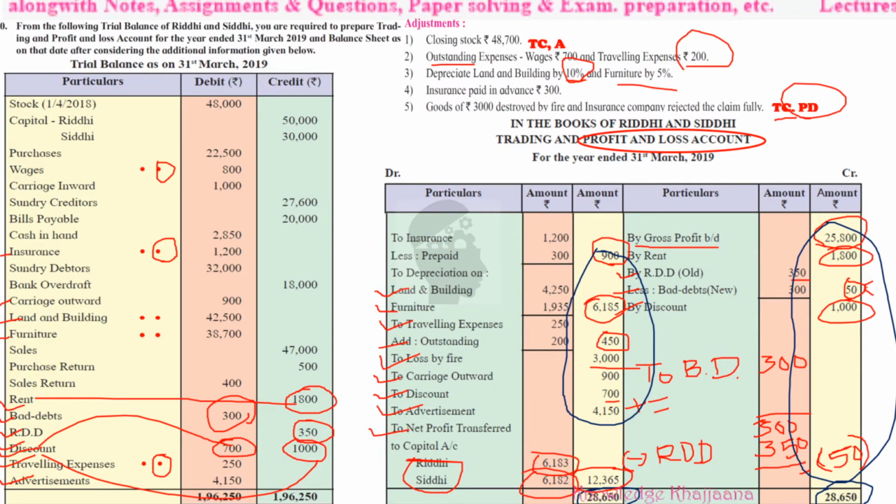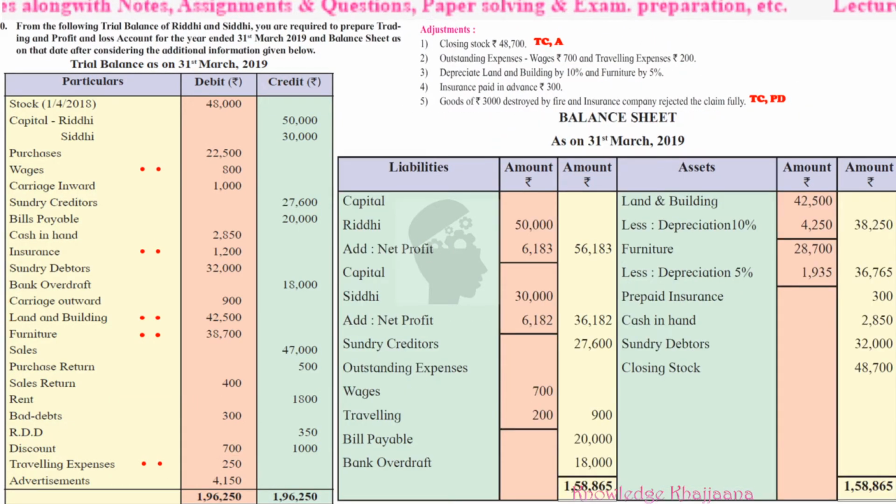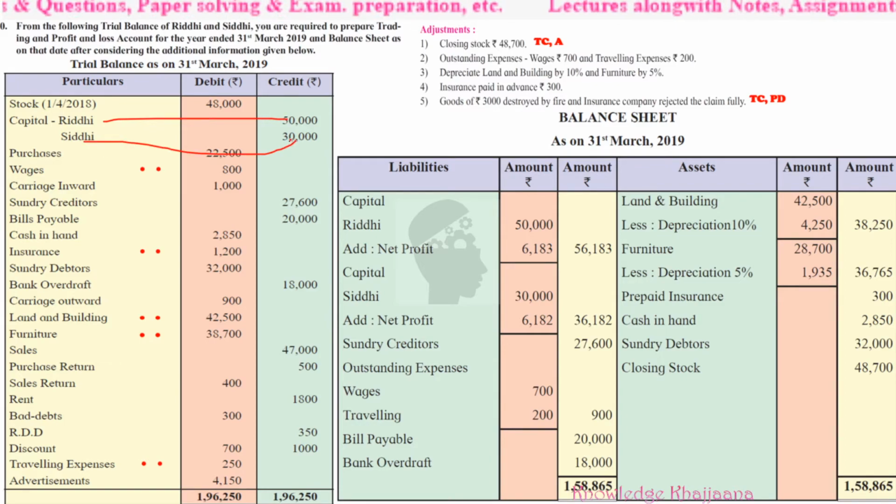Okay, now let's move ahead. Okay, this is the balance sheet. Okay, see the capitals of Riddhi and Siddhi. Okay, we will record to the balance sheet first, because we are maintaining here by fluctuating capital method, because current account balance has not been given here. So this is the balance sheet as on 31st March 2019. Under the liability side we will record the capital of Riddhi rupees 50,000 and capital of Siddhi rupees 30,000.